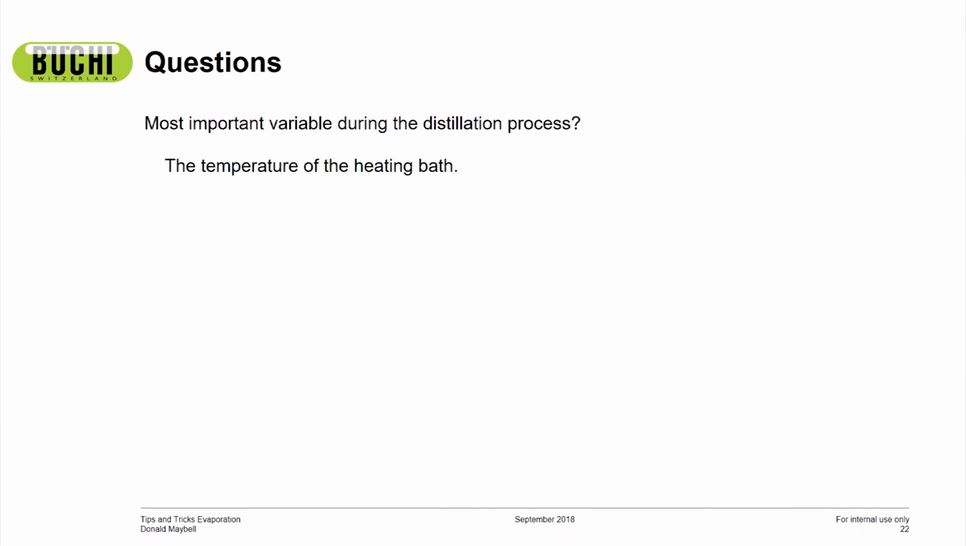So, not only turn on the bath, but make sure it's at an optimal heat level so that you get nice, good, efficient distillation, and don't overdo it. So one, if your sample is temperature sensitive, that you don't cook it, and two, so that you don't shotgun your vapors past the condenser into your vacuum source.